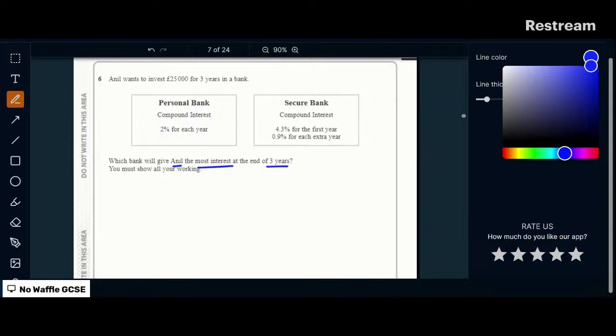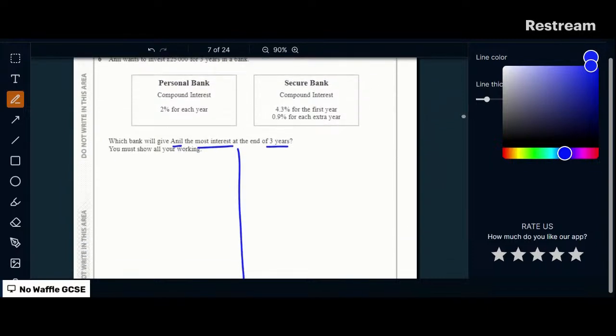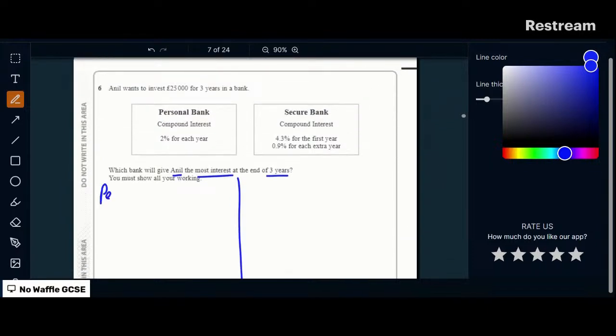Okay, so for these, I always recommend just splitting up the page because you're comparing the two. So you've got your personal bank, and then you've got your secure bank. So they are both compound interest, but it's different for the secure bank. You've got two key statements to look at. So let's start with the personal bank.